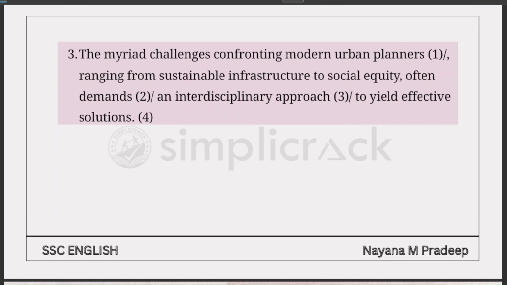Now look at the sentence carefully. At first glance, it looks very heavy, it looks very academic. You have a lot of difficult vocabulary in the sentence. For example, you have myriad, then you have sustainable infrastructure, social equity, interdisciplinary approach. There are very difficult words, right? Very bulky words. That is why this question seems very overwhelming to you, seems very challenging to you.